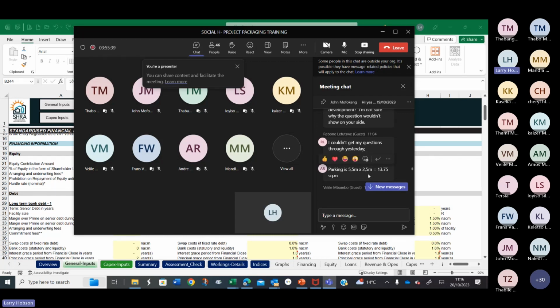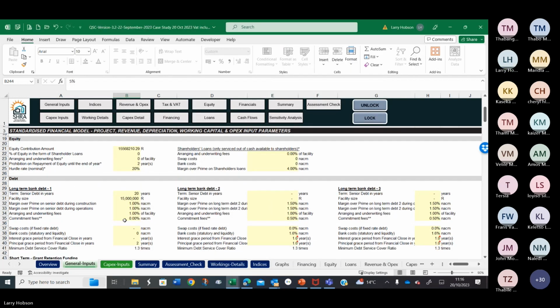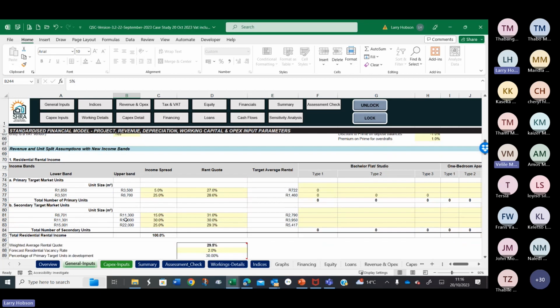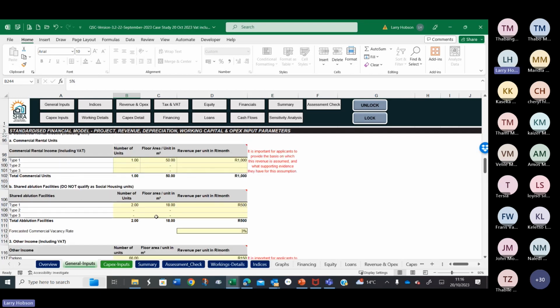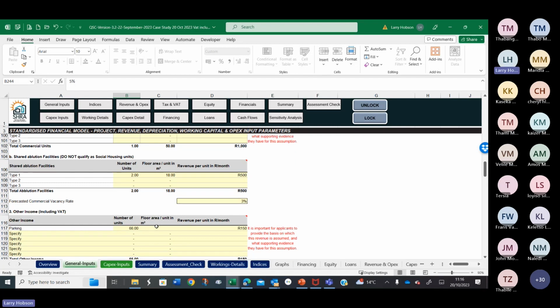Andre, thank you for giving me the parking dimensions. Okay, there we are, 5.5 by 2.5, 13.75 square meters. Thank you for that. So for the sake of completeness and to recognize Andre's effort there, parking was 13.75. Thank you for that.